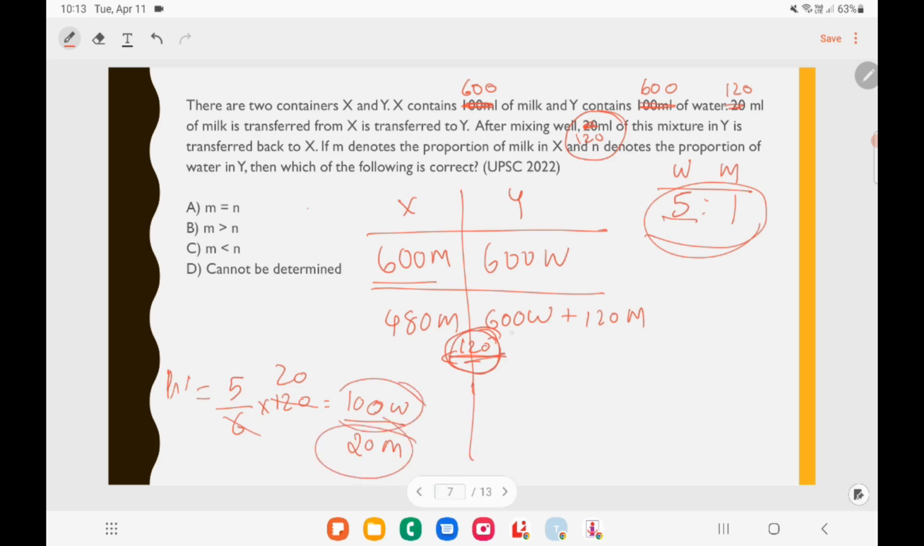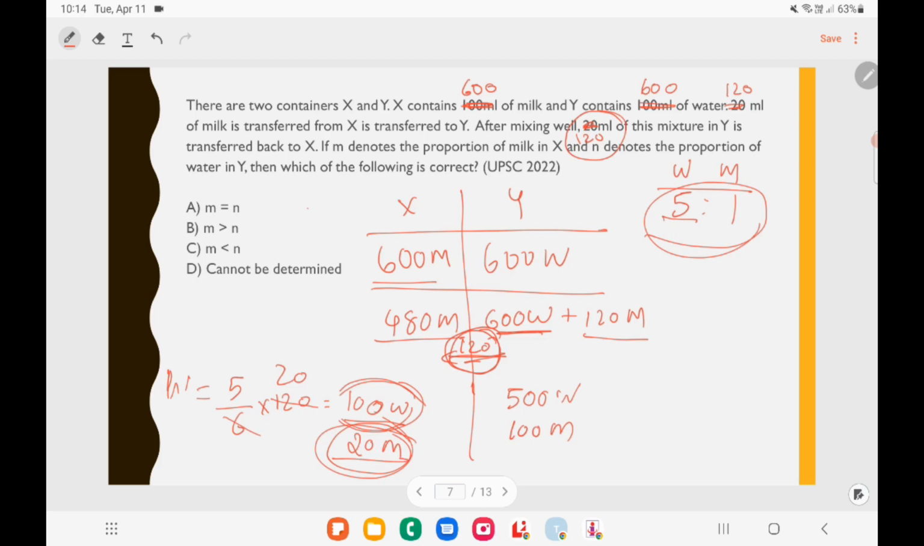There was 600 water in Y, so it becomes 600 minus 100. You will be having 500 water in Y. And it was 120 milk, 20 milk is being transferred, so it becomes 100 milk here. And in the case of X, there was 480 milk.